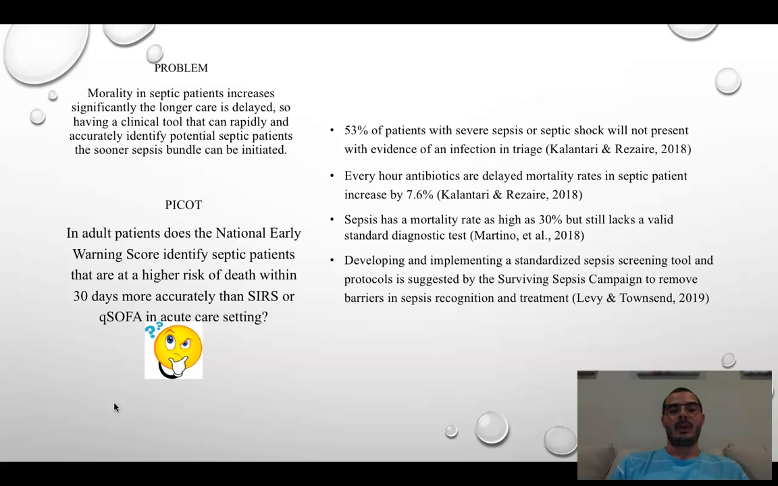So the PICO statement that I came up with is, in adult patients, does the early warning score identify septic patients that are at a higher risk of death within 30 days more accurately than SIRS or qSOFA in an acute care setting?